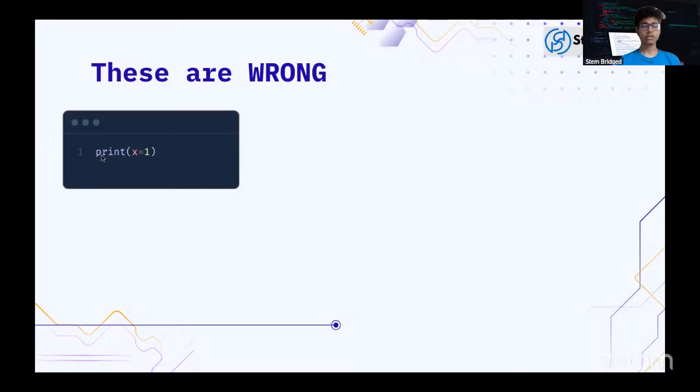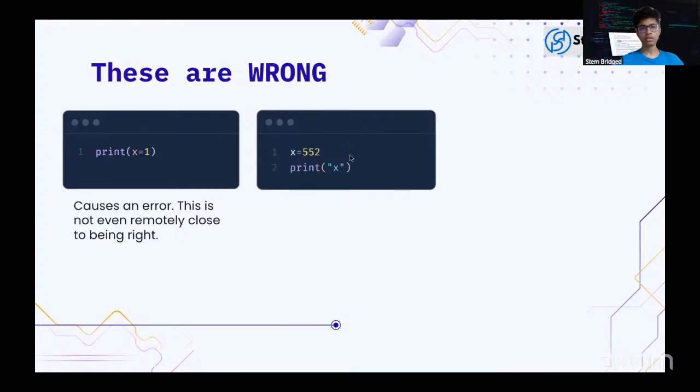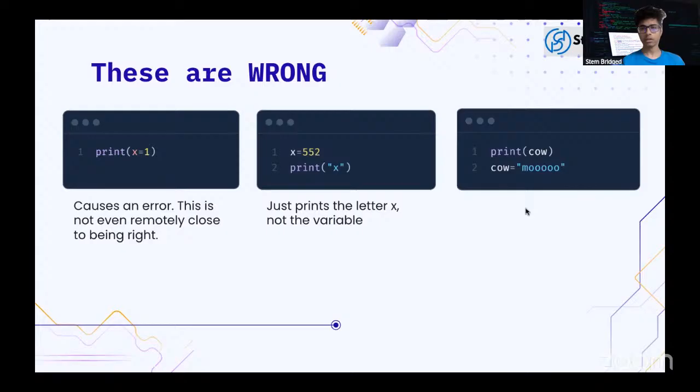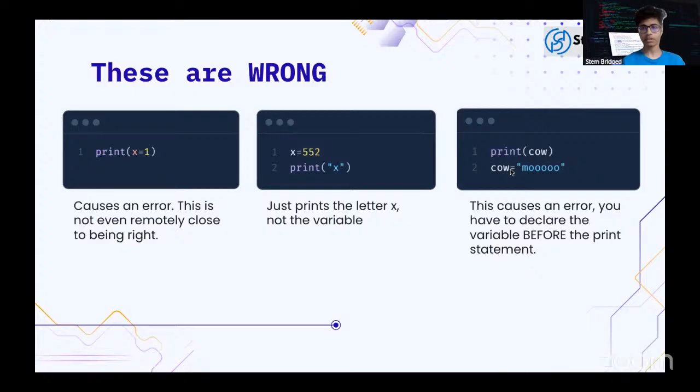This is wrong. Print x equals 1 is wrong because you can't declare the variable inside of the print statement. It has to be above the print statement. In this case, there won't be an error thrown, but you're not going to print 552. You're going to print the letter X because it's in quotation marks. This one won't work because you declared cow after you're printing, so Python doesn't know what cow is when you're printing it, so that would throw an error.